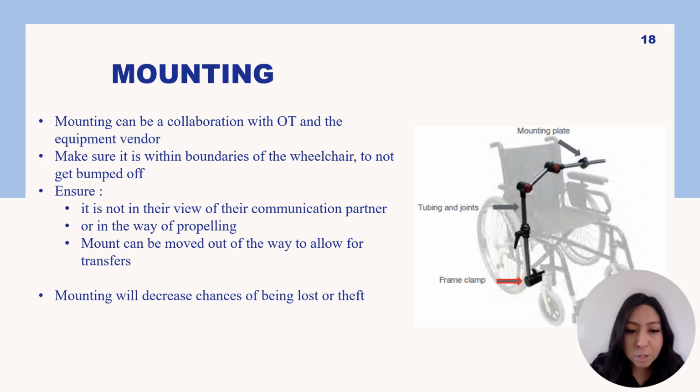So here we can specifically see, let me take out my red pointer, the frame clamp that is attached to the frame of the wheelchair. We then have horizontal and vertical tubing and joints, and then we have the mounting plate here where the device would be attached.